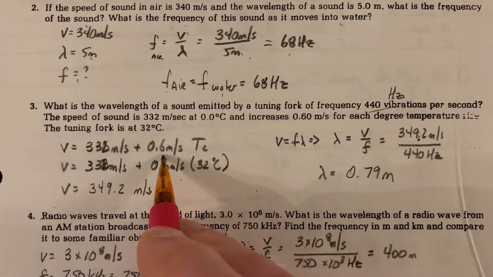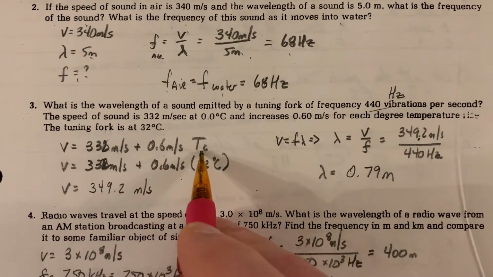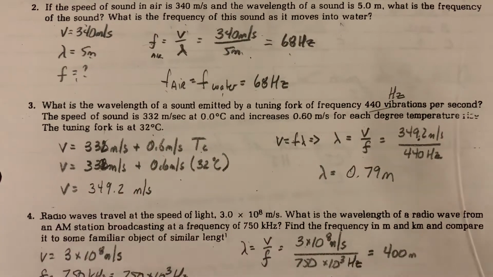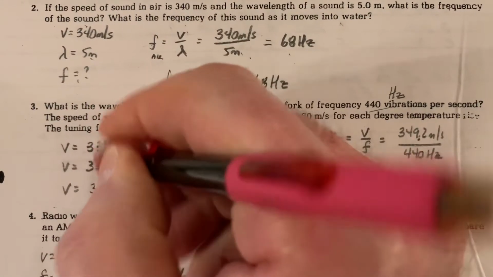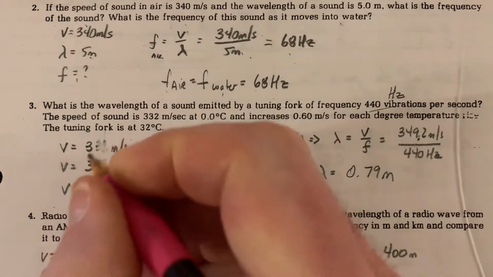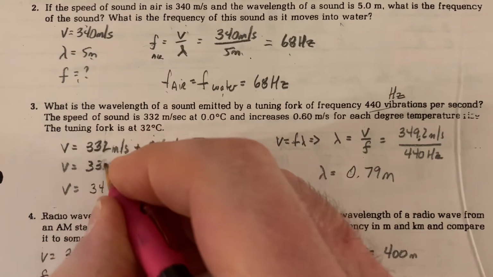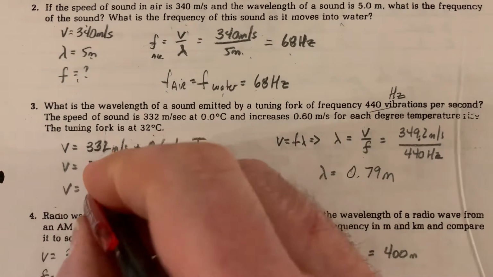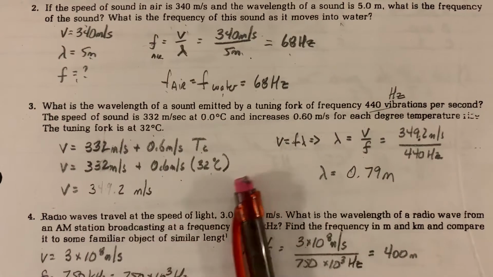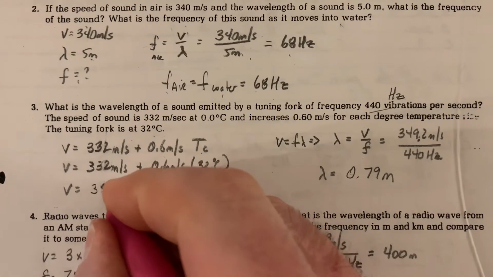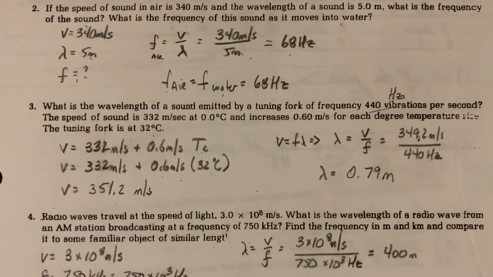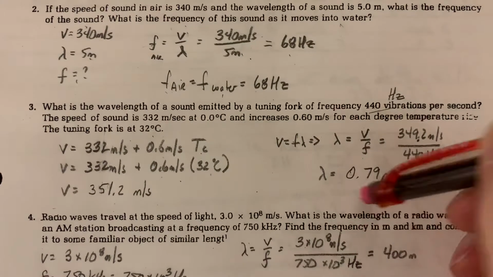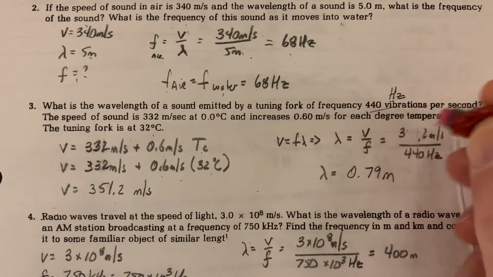Plus 0.6 times whatever the temperature is in Celsius. It's 32 degrees, so 332, let's make that a little neater. I misread it. Okay, 332 plus 0.6 times 32 degrees becomes 351.2 meters per second. So that means we got 351 up here.